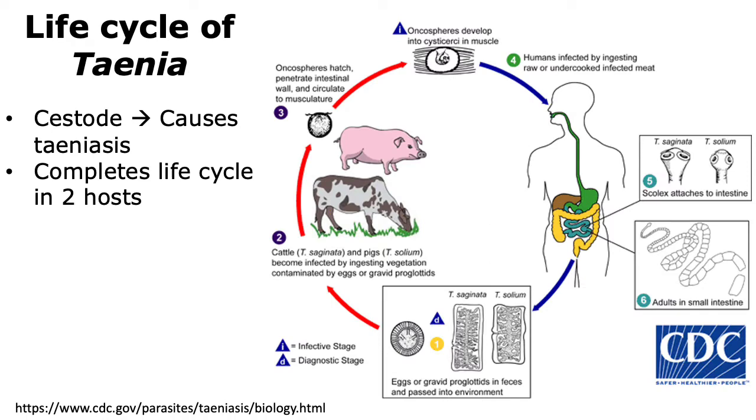Taenia is a well-known cestode that is known to cause the disease Taeniasis. It is able to complete its life cycle in 2 hosts, one of which is a human. Humans are infected by larvae of Taenia when they ingest raw or undercooked meat that contains these larvae. Upon ingestion, the larvae go to the intestine of the human, where they attach to the intestinal walls and complete their developmental processes.